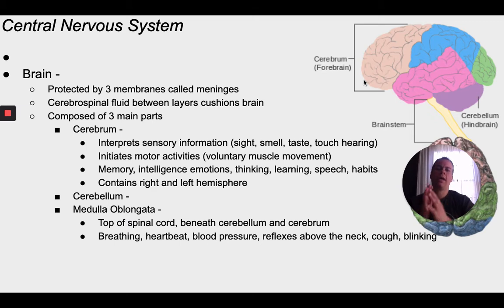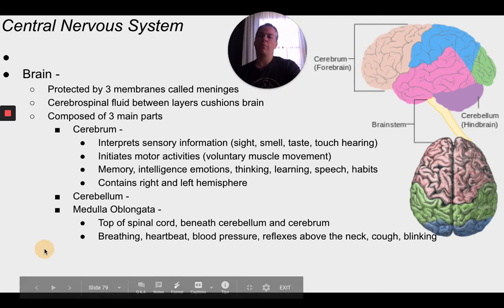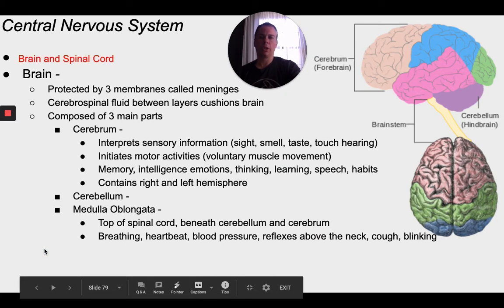When we look at the human nervous system, we can split it into two parts, the central nervous system and the peripheral nervous system. The central nervous system includes the brain and the spinal cord.